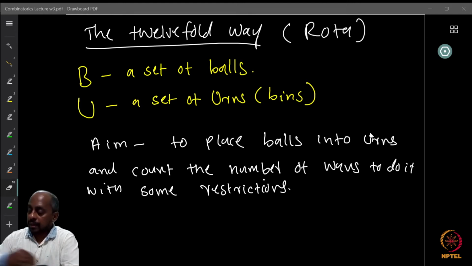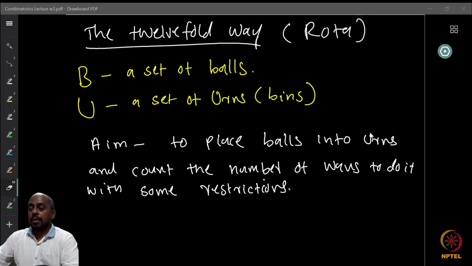Okay, so what we have is the following setting. We have a set B of balls, and then you have a set U of urns or bins or boxes. So you have a set of boxes and you have a set of balls. Now what you want to do is to distribute the balls to boxes, right? You want to distribute all the balls to boxes, or place the balls into the urns, and then count the number of ways to do it. Okay, so that is all we are going to do.